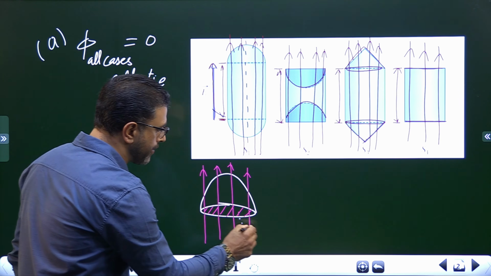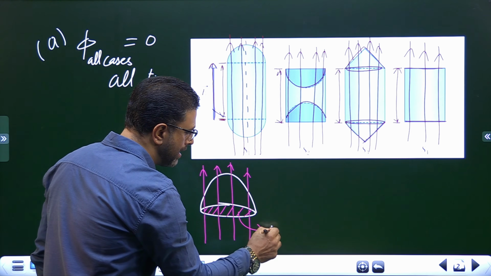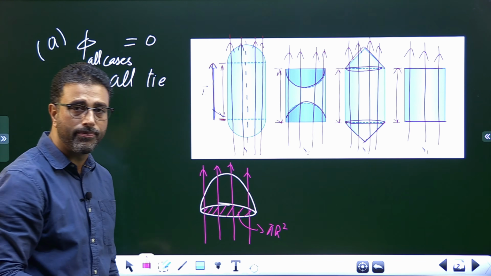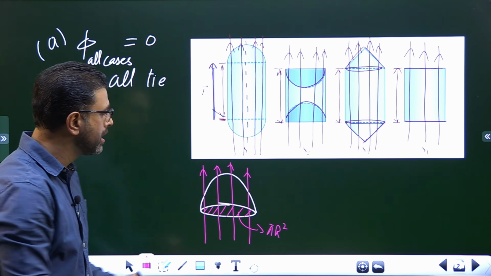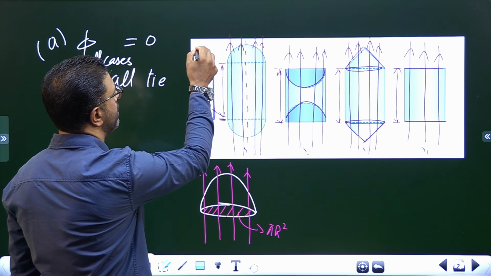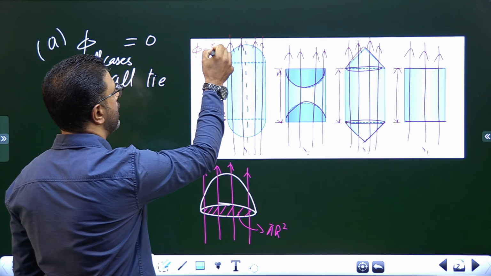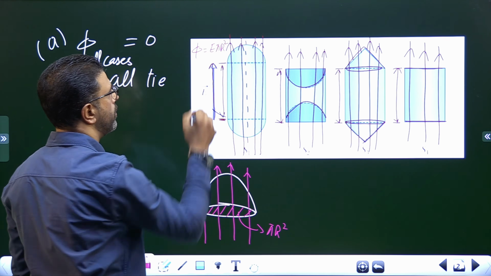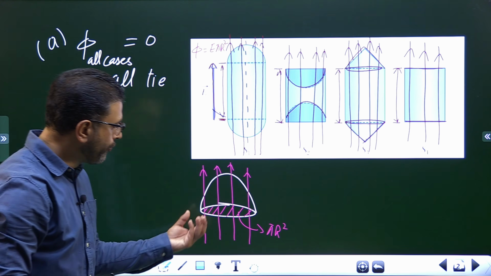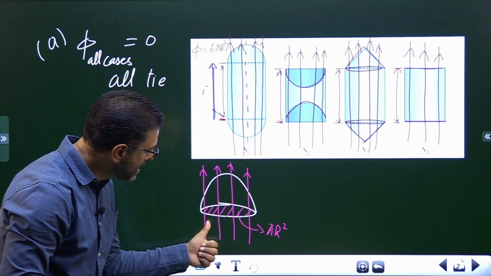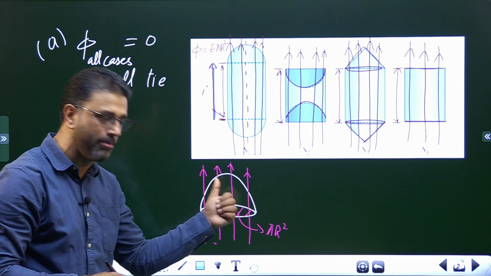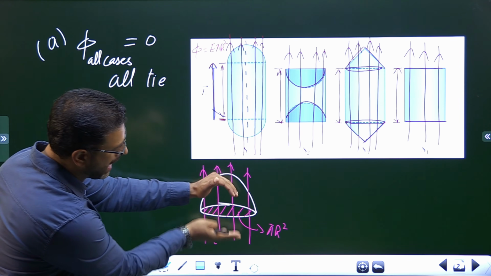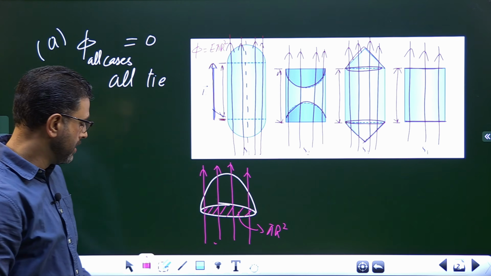Now, if this flat surface has radius r, then its area is pi r square. And if electric field is E going normally through it this way, then flux through the top end is E into pi r square. So flux through the hemispherical surface is the same as flux through this flat surface, this disk which we have imagined there, which is kind of a cap for this hemispherical surface.